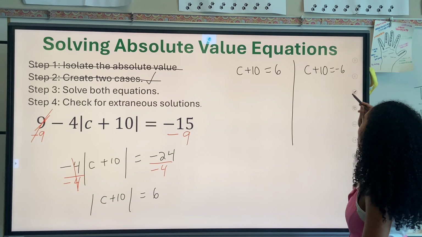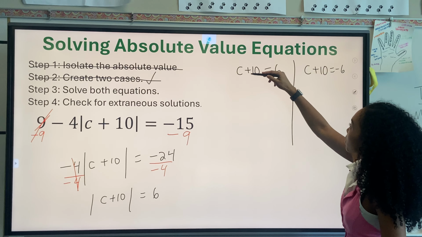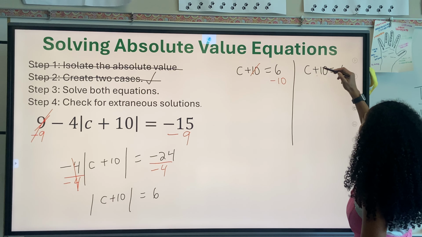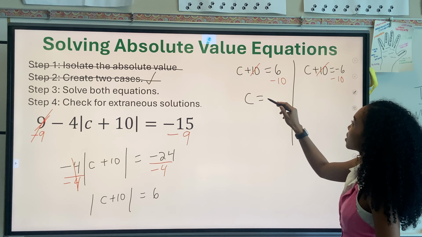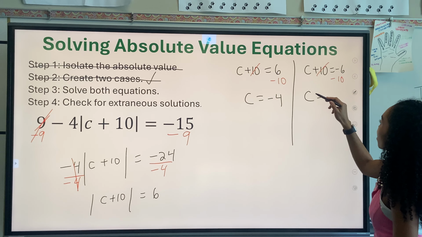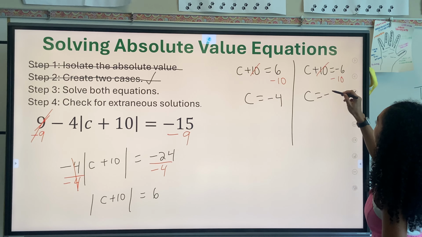Finally, I'm going to solve both equations. So I'm going to subtract 10, subtract 10. On this one, I get c is equal to -4, and over here, I get c is equal to -16.